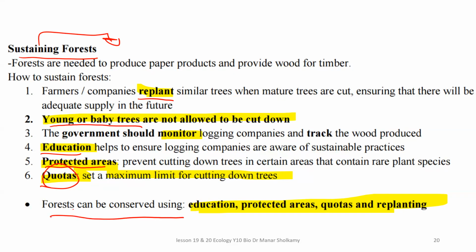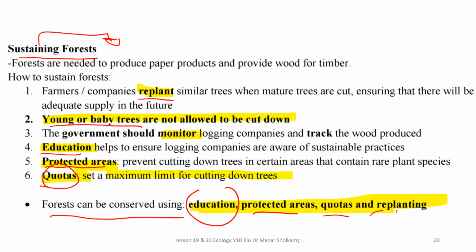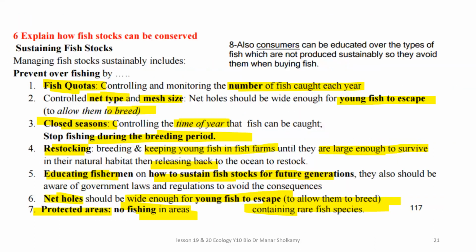Please memorize this sentence: forest or anything can be conserved. If they ask about conservation, education, protected areas, quotas, and replanting, take every word and discuss a little bit, because this is copy-pasted from the syllabus. I did not make it up. Clear? Now quotas, this is the addition. If you have your notes, just mark that this is the addition: the fishing quotas. Everything else is common between 9 and 10.